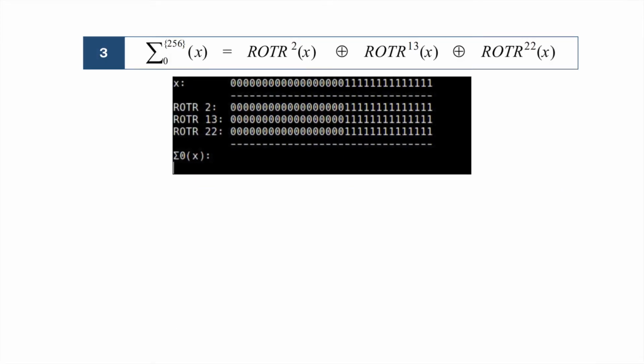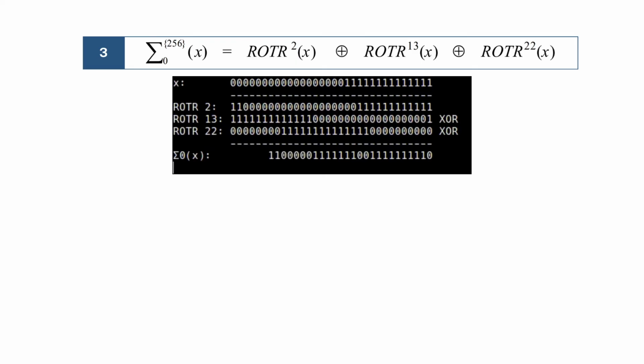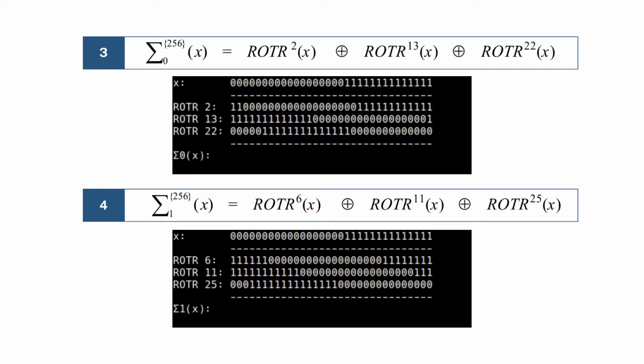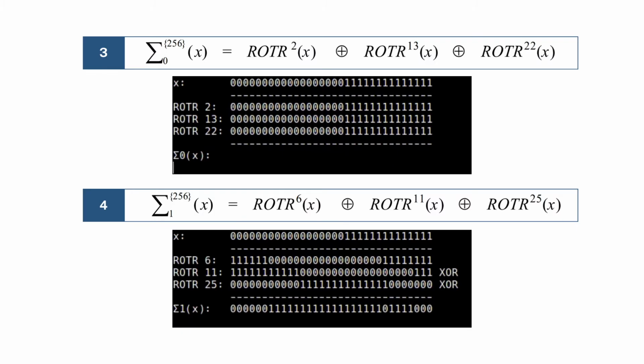For uppercase sigma 0, it also takes a 32-bit word and also rotates right, but for 2, 13, and 22 number of positions each, and then XORs each of the results together. For uppercase sigma 1, on the other hand, it also takes a 32-bit word and also performs the rotate right operation, but for 6, 11, and 25 number of positions each, and then XORs the results together. As you may have observed, the only difference between the lowercase and uppercase sigma functions is that the lowercase sigma function uses the shift right operation while the uppercase sigma function does not.